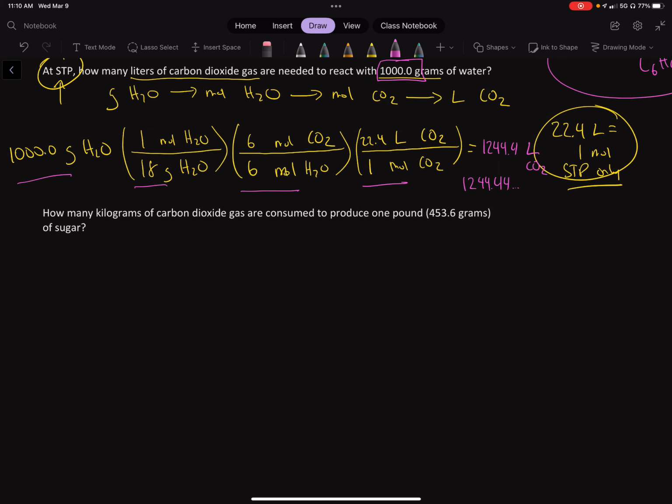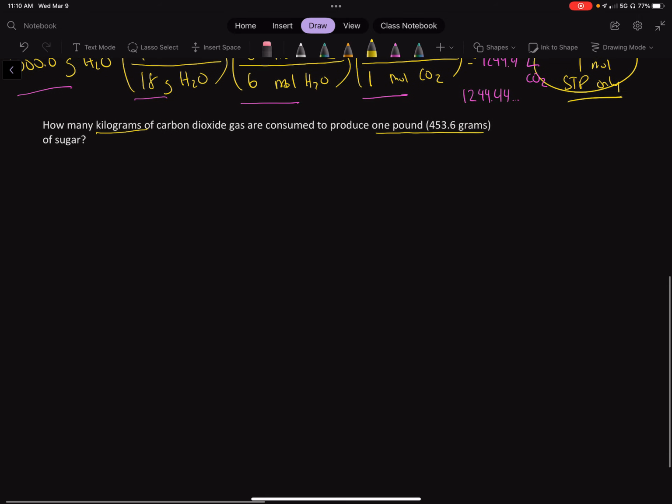Okay, for the last one, it says how many kilograms of carbon dioxide gas are consumed to produce 1 pound of sugar. So I'm going to start off. Now, fortunately, they told us 1 pound is 453.6 grams, so we don't need to do a pounds to grams conversion, thank goodness. But the general strategy has one extra step because they are asking for kilograms of CO2, not just grams.